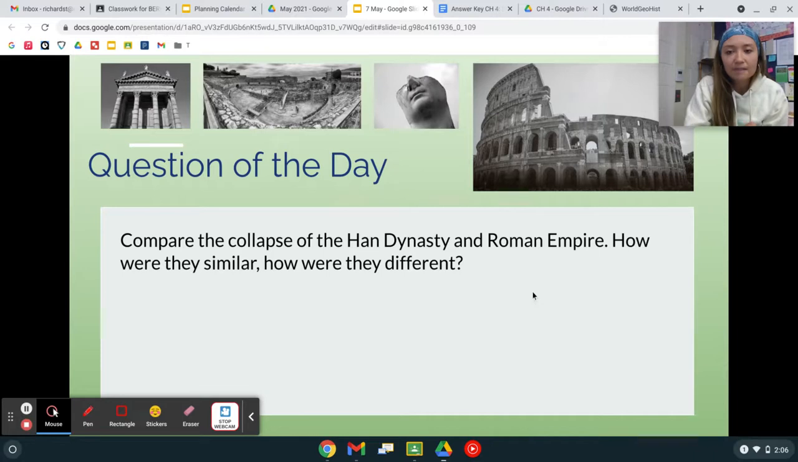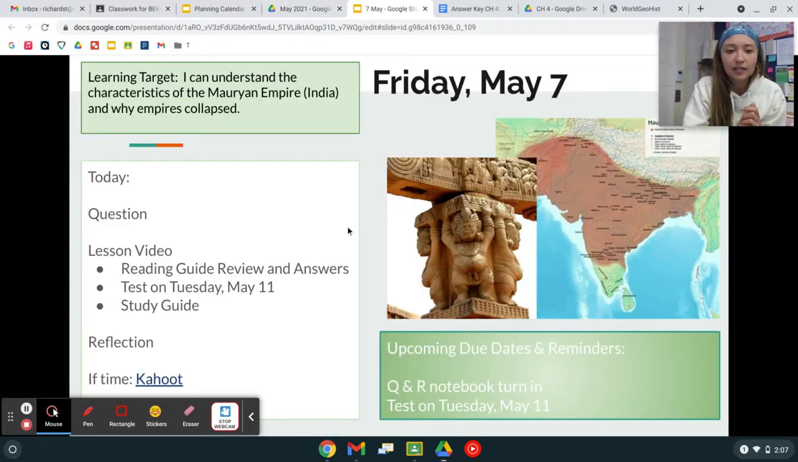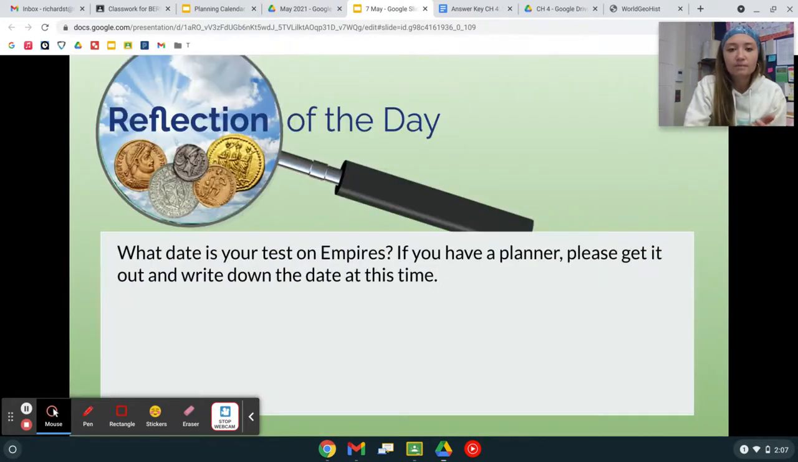For your question of the day, you're comparing those different internal and external reasons. So what are the similar ones? List a few there, and then what are some of the different ones? Nice job. Make sure you're turning in your question reflection notebook at the end of this class period. Your study guide, like I said, is posted. Let's go over your reflection.